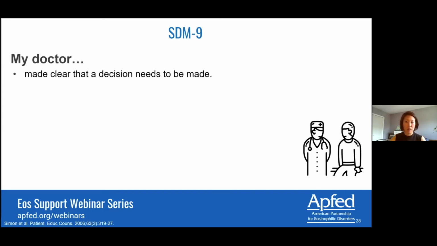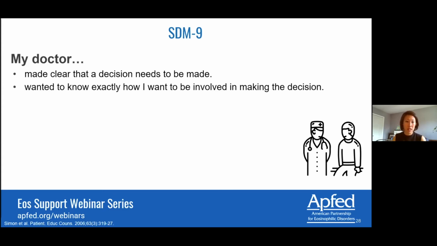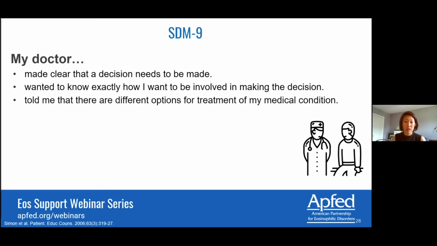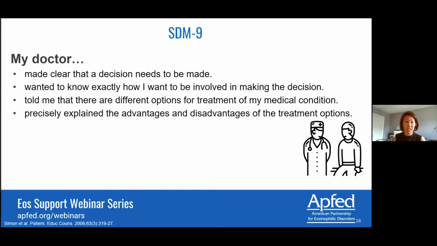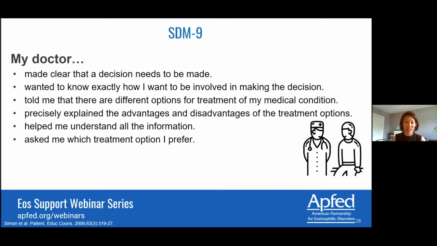My doctor made clear that a decision needs to be made. My doctor wanted to know exactly how I wanted to be involved in the decision. My doctor told me there are different options for treatment of my medical condition. My doctor precisely explained the advantages and disadvantages of the treatment options. My doctor helped me to understand all of that information. My doctor asked me which treatment I would prefer.